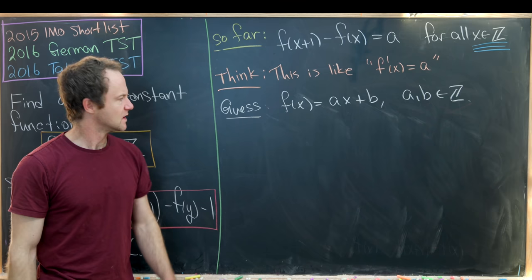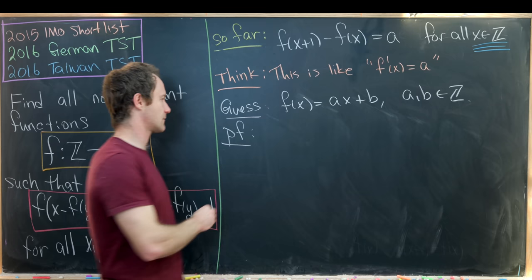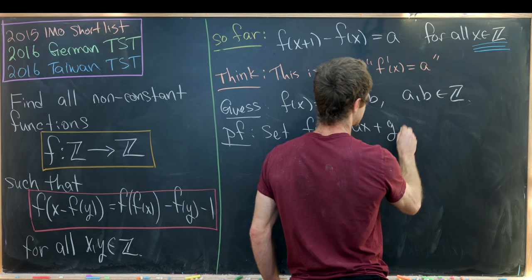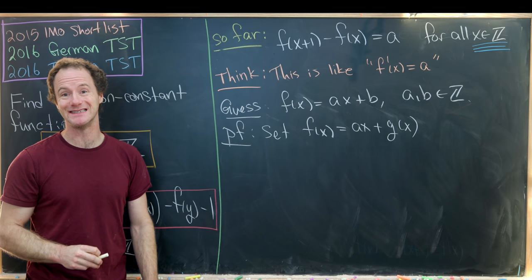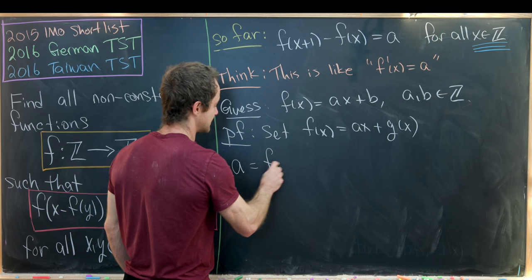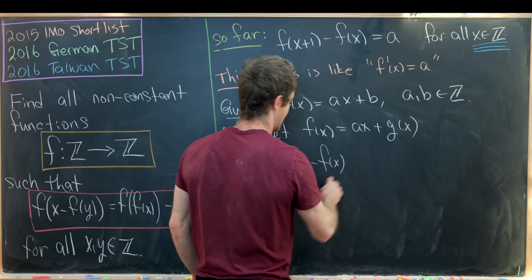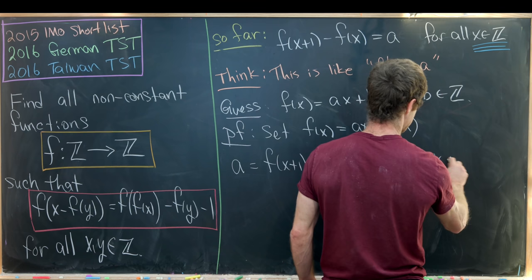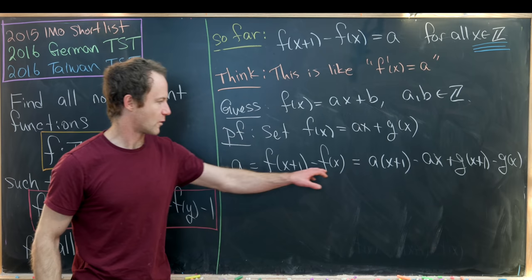So let's maybe prove that this guess is in fact correct. So how can we do that? Well, let's maybe set f of x equal to a times x plus g of x, where g of x is just another function, and we'll show that that function is indeed a constant function. So let's notice that on the one hand, we have a equals f of x plus 1 minus f of x, but on the other hand, that's the same thing as a times x plus 1 minus a times x plus g of x plus 1 minus g of x. Just performing this substitution into our form of f of x.